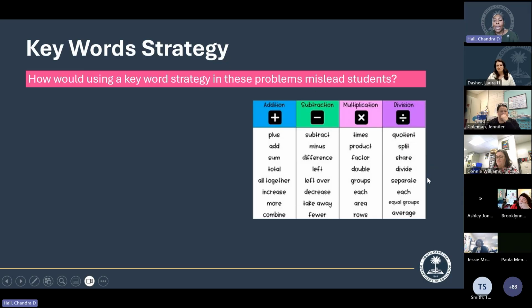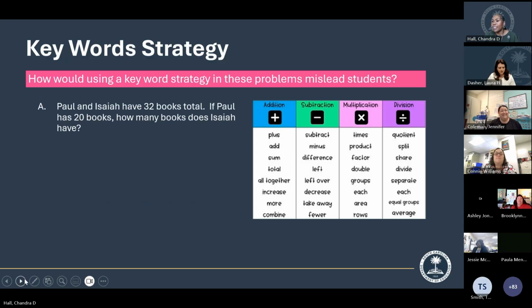Okay, I have my little keyword chart here that we typically see hung up in the classrooms for the students to reference. So feel free to use that if you're not familiar with the keyword strategy, or if you just need a refresher. So here's our first problem.